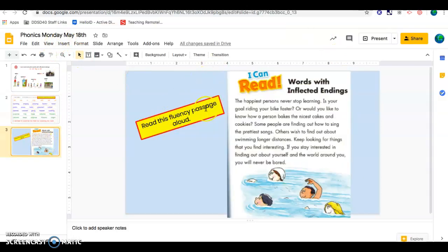It says, read this fluency passage aloud. So, the happiest persons never stop learning. Is your goal riding your bike faster, or would you like to know how a person bakes the nicest cakes and cookies? Some people are finding out how to sing the prettiest songs. Others wish to find out about swimming longer distances. Keep looking for things that you find interesting. If you stay interested in finding out about yourself and the world around you, you will never be bored.